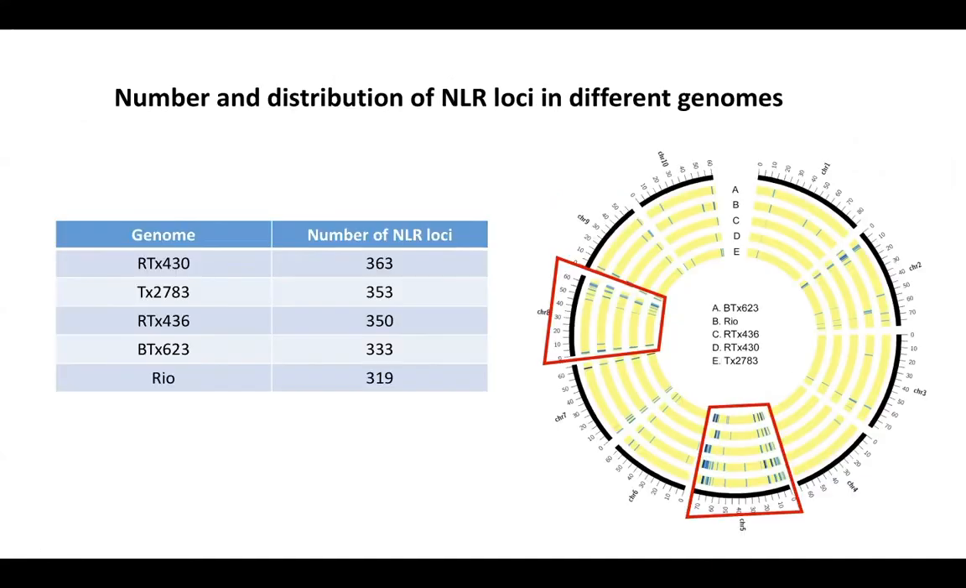A whole genome scan of R genes in each of the sorghum genomes showed that RTx430 has the largest number of R genes, and Rio has the fewest. These R genes are mostly distributed on chromosome 5 and chromosome 8.